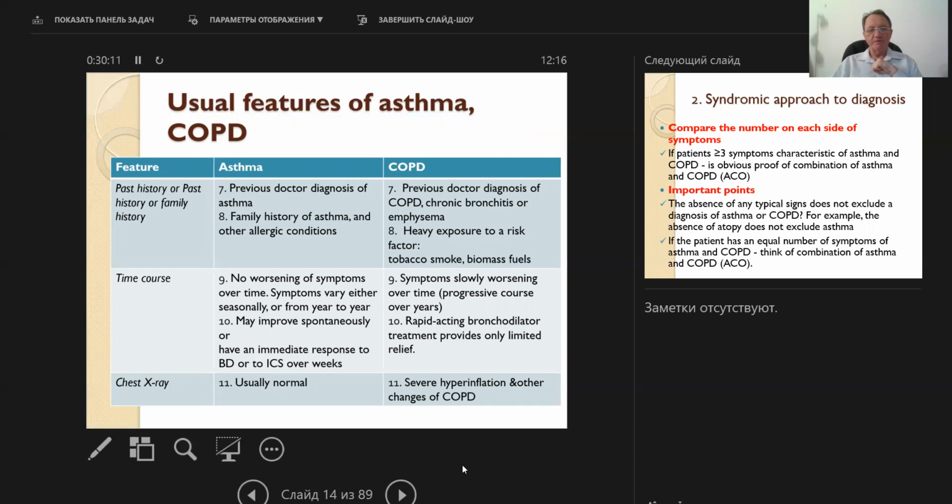Time course of asthma: no worsening of symptoms over time. Symptoms vary either seasonally or from year to year, may improve spontaneously, or have an immediate response to bronchodilators. Or if patient uses inhaled corticosteroids, it may take weeks after the start of this therapy. But in case of COPD, symptoms slowly worsen over time, with a progressive course over years. And rapid-acting bronchodilator treatment provides only limited relief, because by the way, it's not an absence of response.